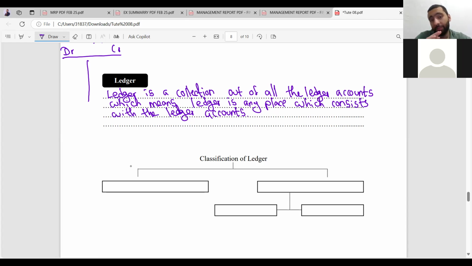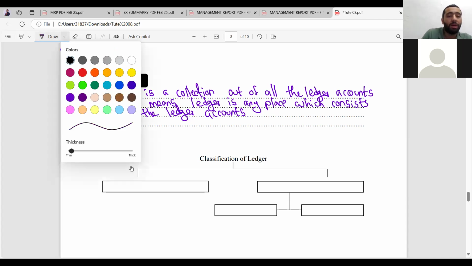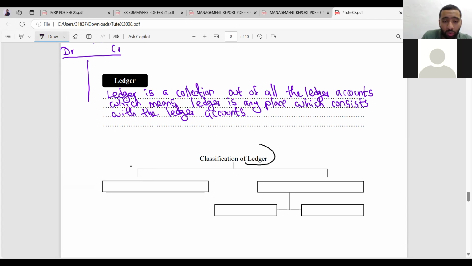But still we cannot tell anything. Now general ledger, right? General ledger can be classified into two. The ledger can be classified into two.